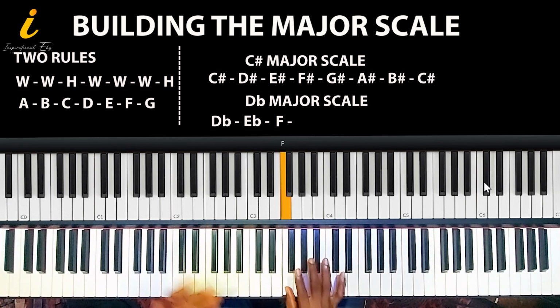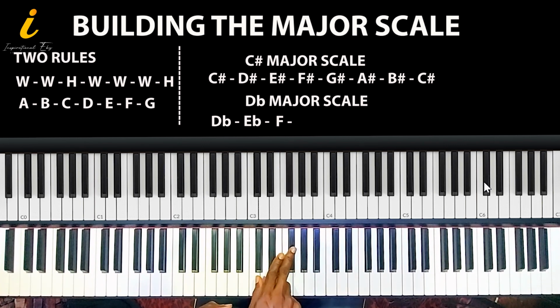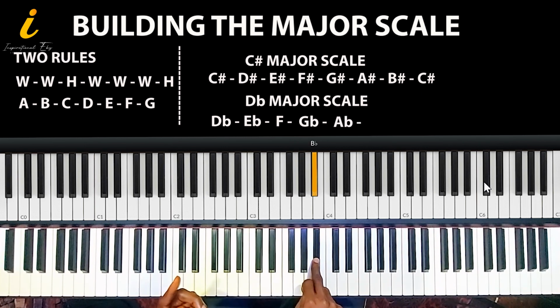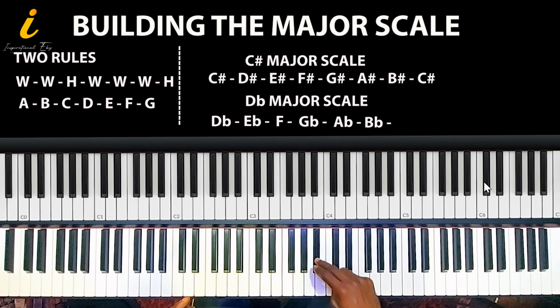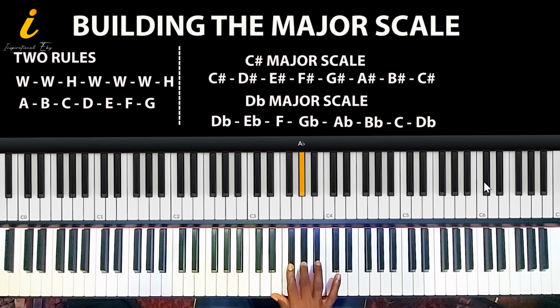So this is F. The next interval, half step, we move half step there. And after F, we have G. So this is G flat. The next interval, whole step. After G is A flat. The next interval, whole step. After A is B flat. The next interval is a whole step. And after B is C. So you can see we have a natural C there. And the last interval is a half step. After C is D. So we have a D flat. So the D flat major scale: D flat, E flat, F, G flat, A flat, B flat, C, D flat.